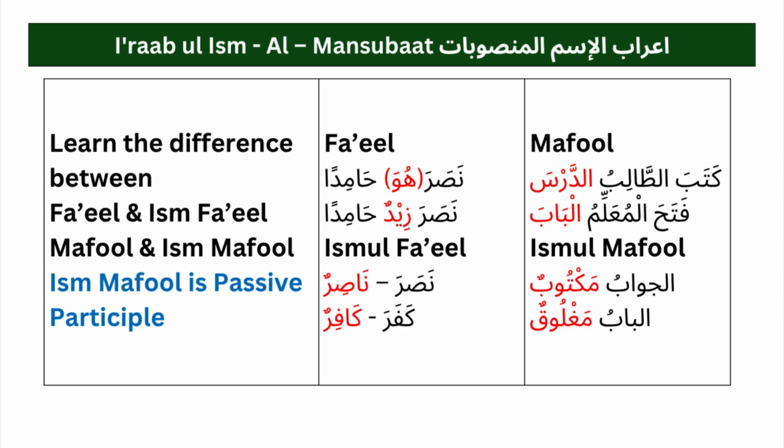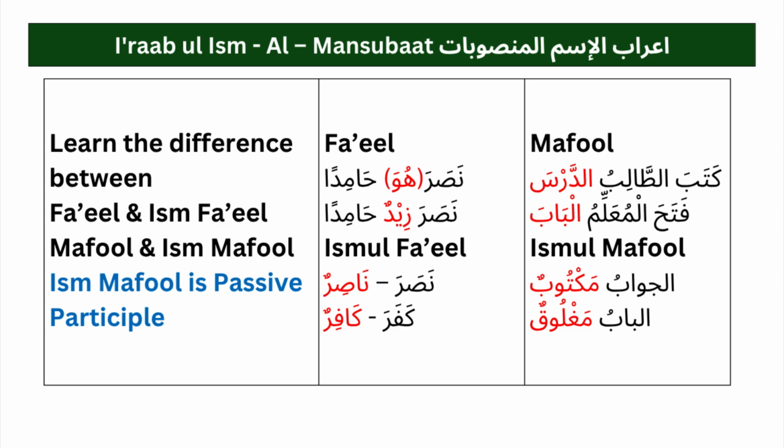But then the page gives ismul fa'il separately. This is not the doer inside one sentence in the same direct grammatical way. It is a derived noun pattern. The examples given are nasirun from nasara and kafirun from kafara. So ismul fa'il is a noun form meaning one who does the action, while fa'il in sentence grammar is the grammatical role of the subject doing the action in that sentence. One is a sentence function, the other is a word pattern.